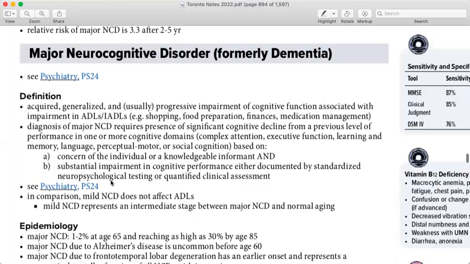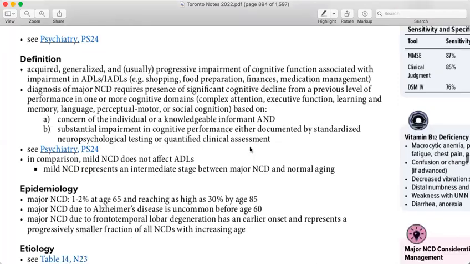Okay, so dementia. So this is basically ADLs and IADLs. Both are important because you need to know them for geriatrics. Diagnosis of the major NCD, neurocognitive disorders, requires a significant cognitive decline. So how are you going to assess that one?